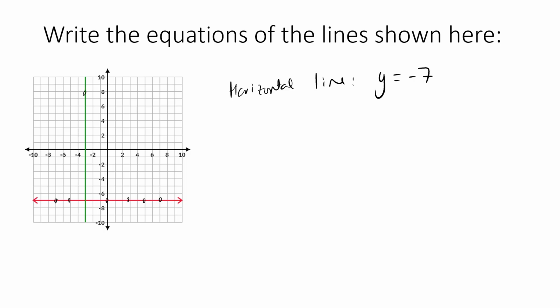Over here, we have a vertical line. And we're looking for what's the thing that's the same over there. On that vertical line, the thing that's held the same is that x is equal to -3. Every single point on that line will have an x coordinate of -3. Every single point on this red line here has a y coordinate of -7. So if you're looking at the lines, that's how you would write the equation.